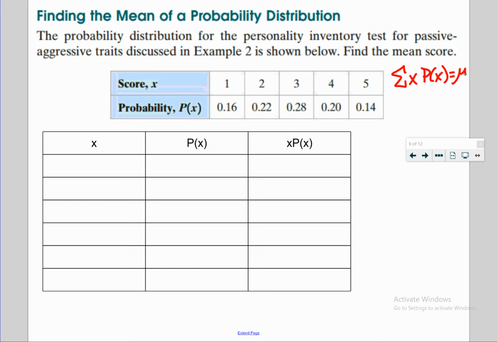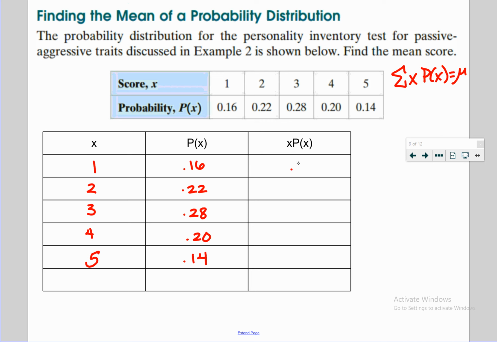X's are 1 through 5. Easy enough. 1, 2, 3, 4, 5. And I don't know why I have an extra row, but I do, maybe for the sum at the bottom. Okay. Probabilities, fill those in. 0.16, 0.22, 0.28, 0.20, 0.14. Okay. And then take each x and multiply it by its respective probability.